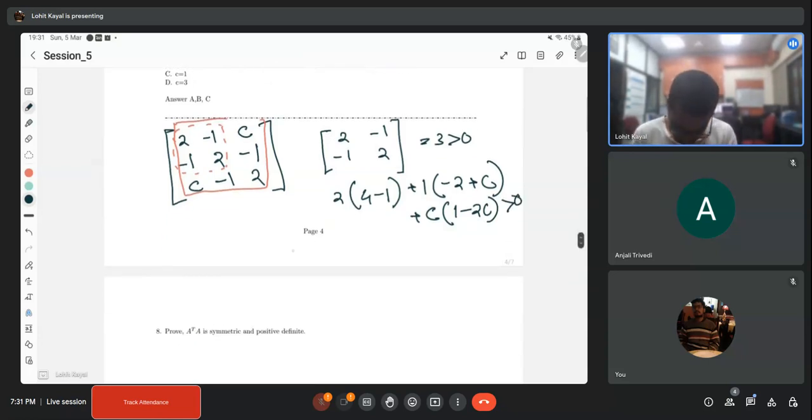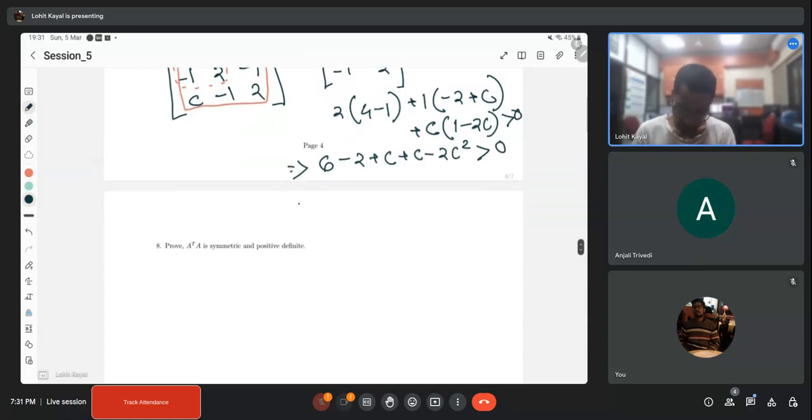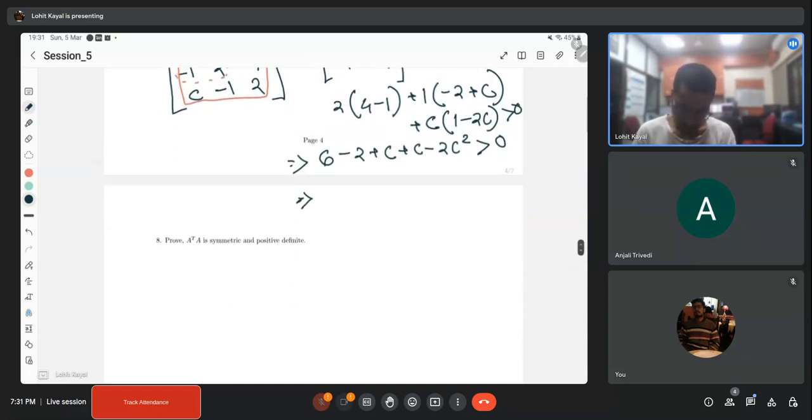Okay. So let's calculate this expression. It is 6 minus 2 plus c minus 2c square is greater than 0. This implies, I don't have space here, so I am writing it here, 4 plus 2c minus 2c square is greater than 0. This implies c square minus c minus 2 is less than 0. I am taking the negative on the right hand side, so previously it was greater than, now it will be less than.